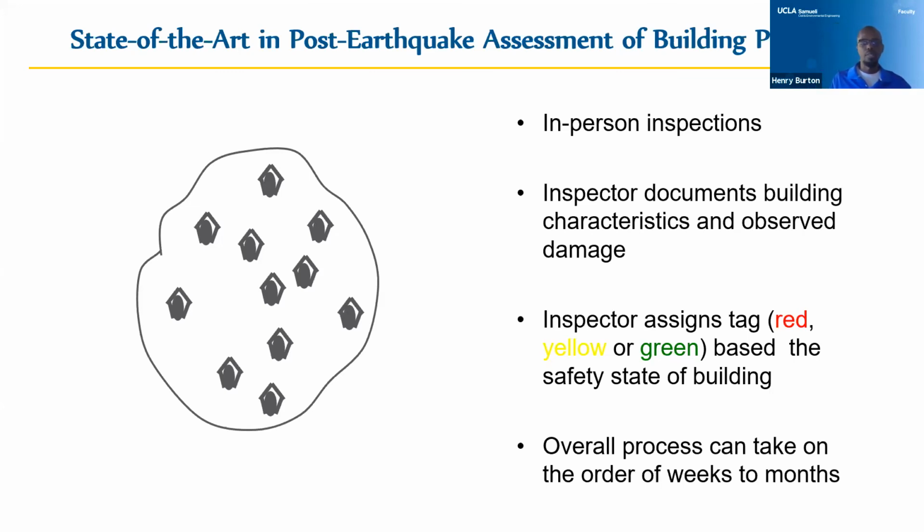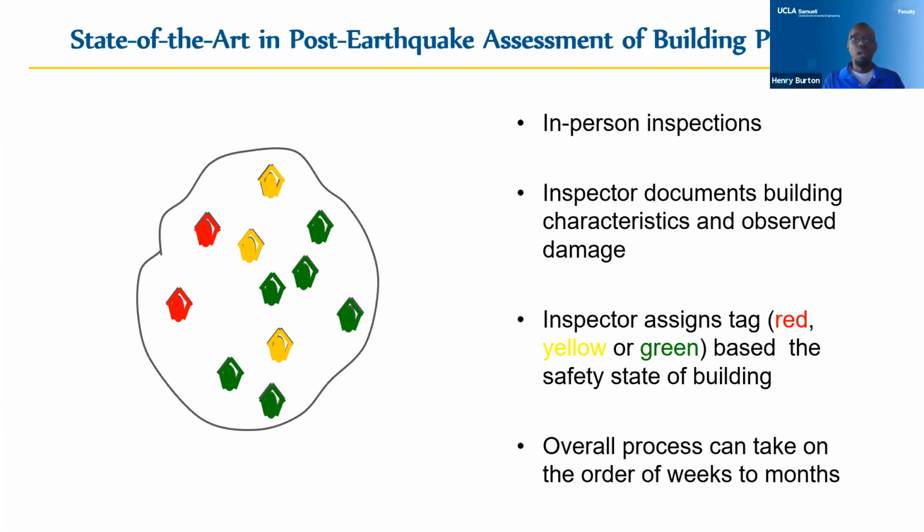I'm not sure what the process is for assessing damage in Peru, but in the US, this is typically done by in-person inspection. So an earthquake happens, the building department would gather a set of volunteers that would go and do inspections in person, and they would document the damage along with other characteristics. And they would tag the buildings red, yellow, green based on ATC 20. This process can take, depending on the scale of the earthquake, on the order of weeks to months, right?